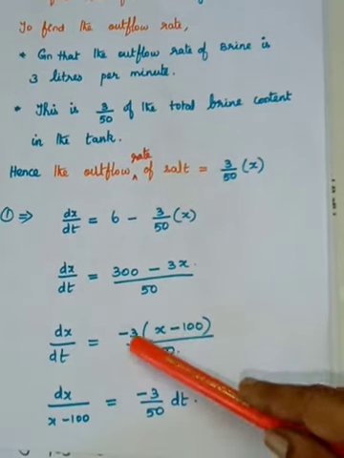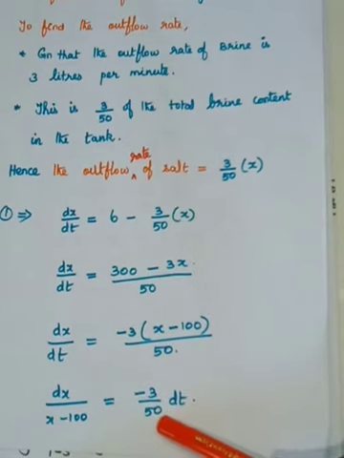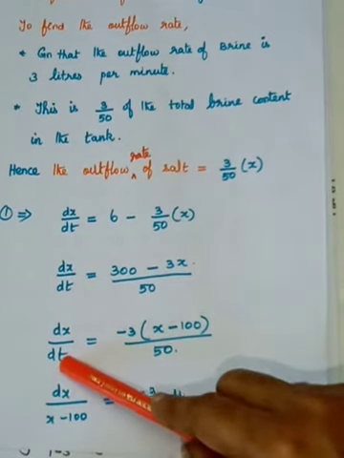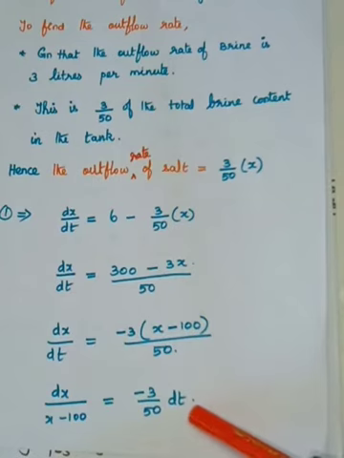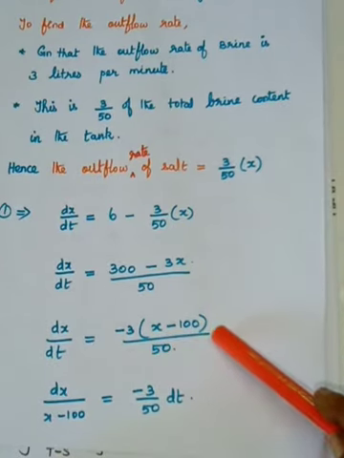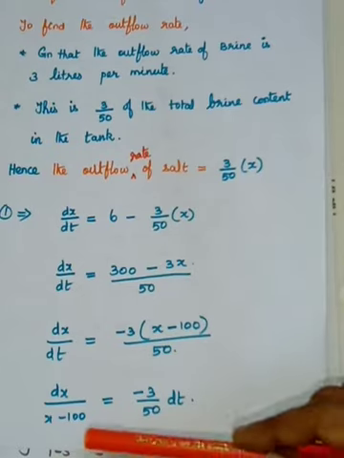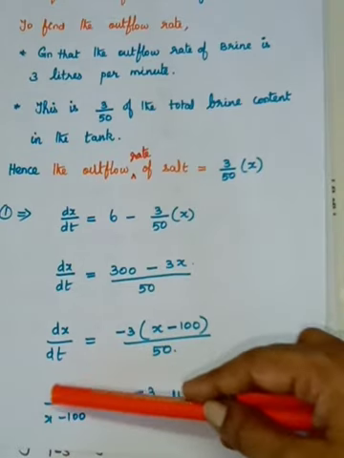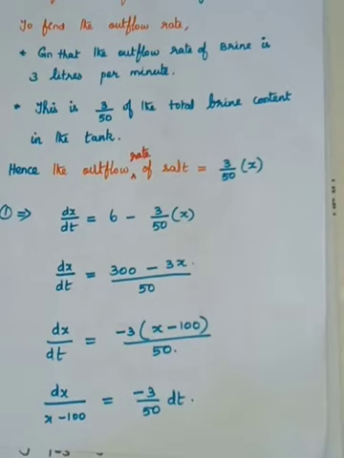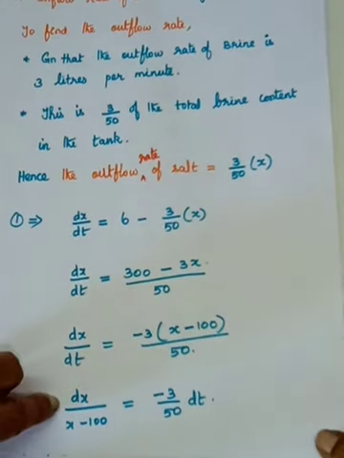Okay, so see now, minus 3 by 50 is a constant, you just keep it on the right side itself. This dt has to be brought to the right side in the numerator, and here on the right side you are having x minus 100. It has to be brought to the left side in the denominator. Here on the left side we got the variable x, and on the right side we are having the variable t. So we have separated the variables x and t.